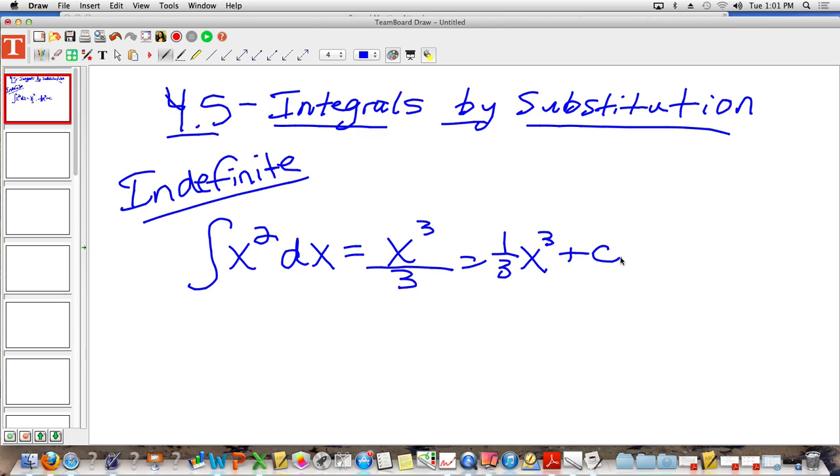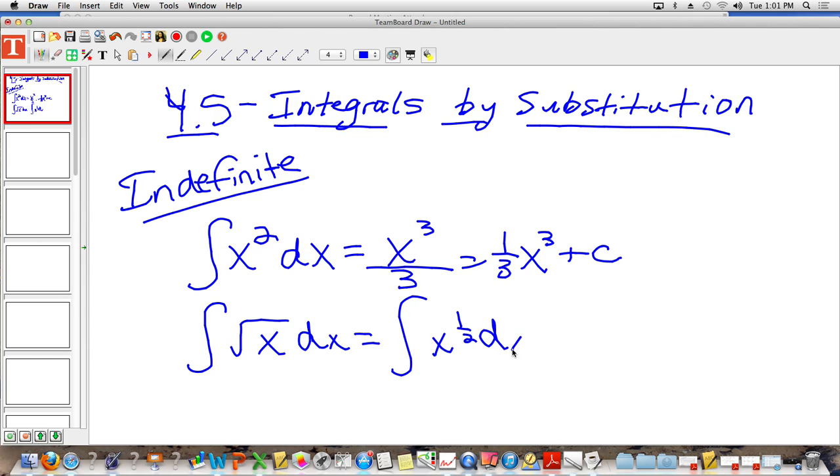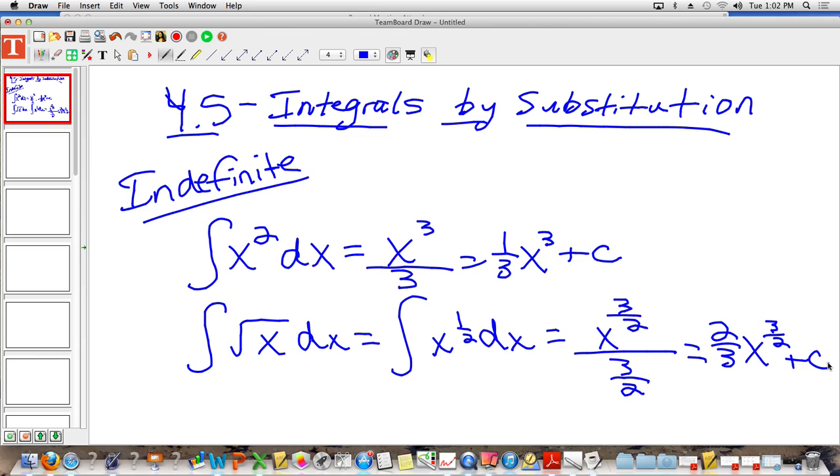What about this? What about the square root of x dx? What does that mean? I do a rewrite. X to the 1/2 dx. What do you do? Add 1. X to the 3/2. So I add 1 to the power, gives me 3/2. What do I divide by? 3/2. Divide by 3/2. Take the reciprocal, which really means we multiply by the reciprocal. So we actually have 2/3 x to the power of 3/2 plus c.